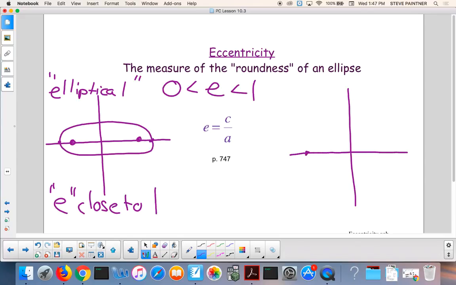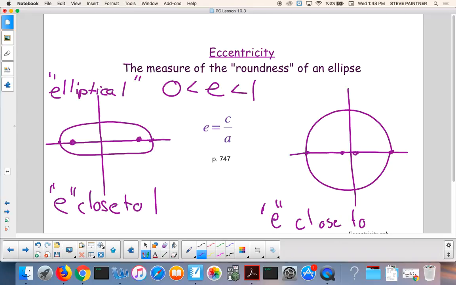Whereas if we had something where, let's say, focus points are way in here. So if your focus points are way in here, what's your E value going to be close to? It's going to be closer to 0. Because your distance here, your C, is really, really small. So you would end up with an E value close to 0. If your E value is close to 0, what does that tell you about your ellipse? It's round, yeah.